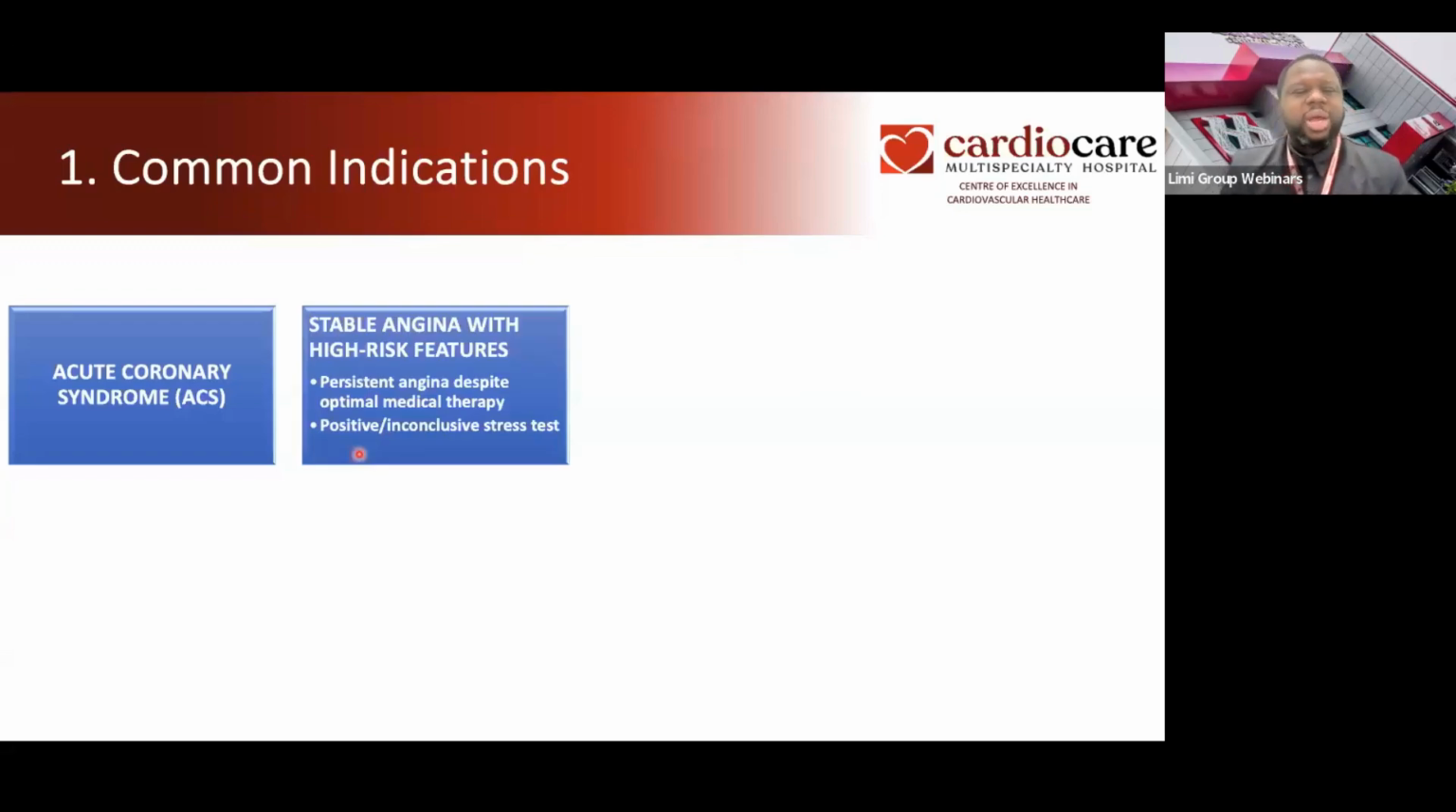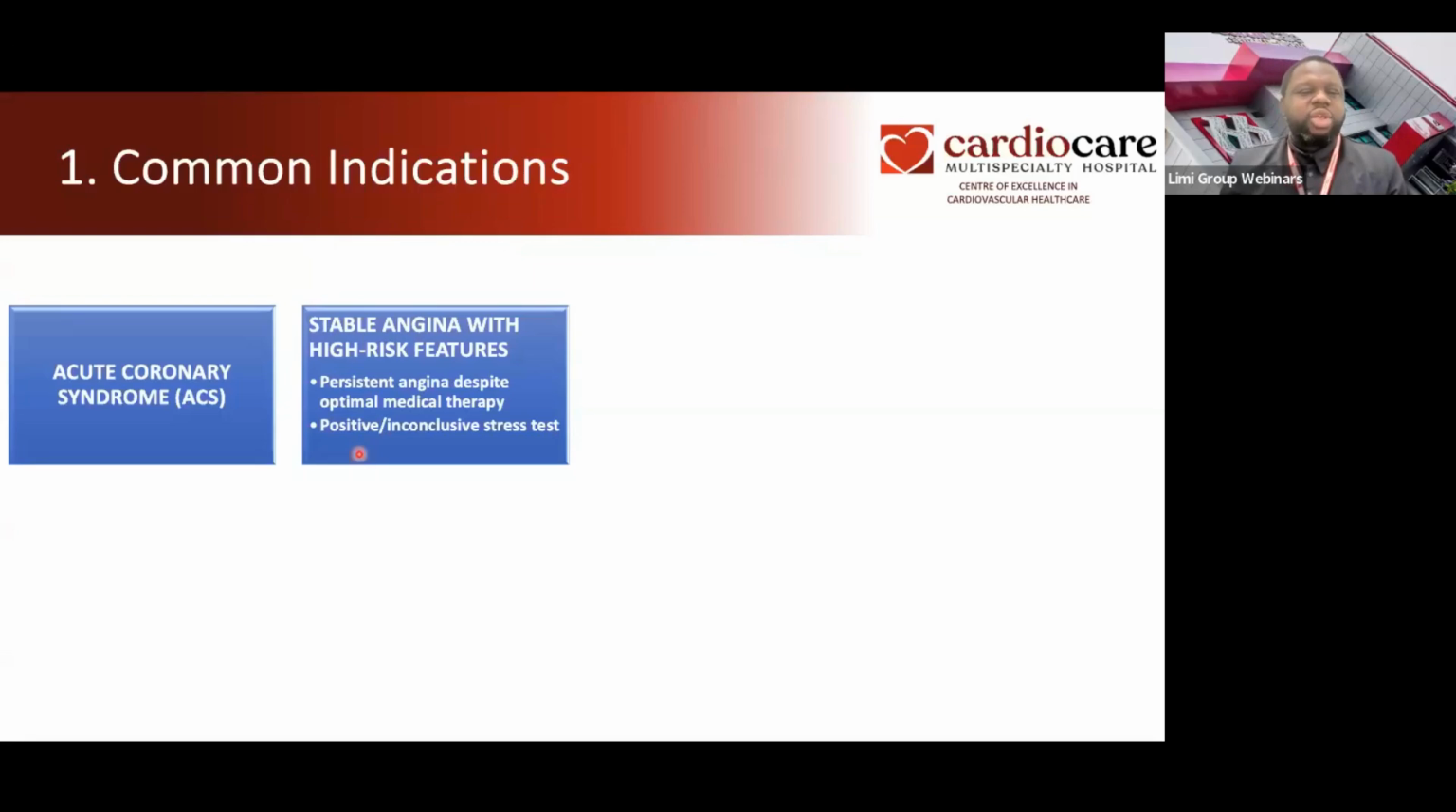Then we have stable angina with high risk features. What we mean by stable angina is that a patient is having chest pain when they shout, when they run, when they walk, when they are angry, but when they rest, it goes down. So that is stable angina. Most times it's chronic. Whenever they do anything strenuous, sexual activity, they feel the chest pain. When they relax, everything comes back down. So that's what we call stable angina.